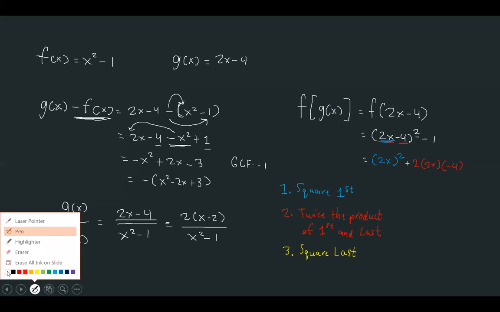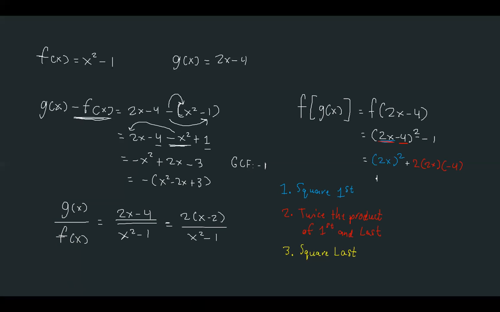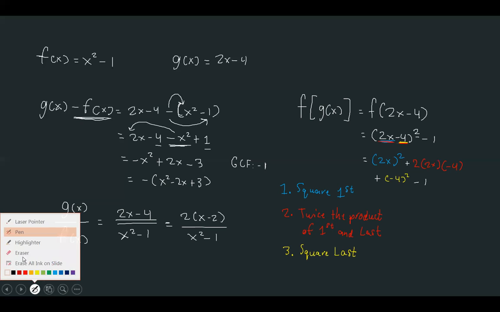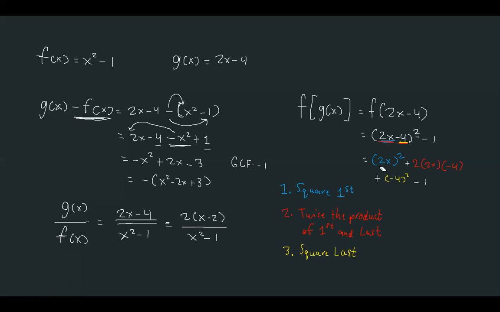Then lastly, you're going to square the last term. The last term here is negative 4, so you're going to square negative 4. And that's it. I'm just going to copy the rest of it. So I'm going to erase these steps because I'm going to occupy the spaces with solutions. Please remember this.